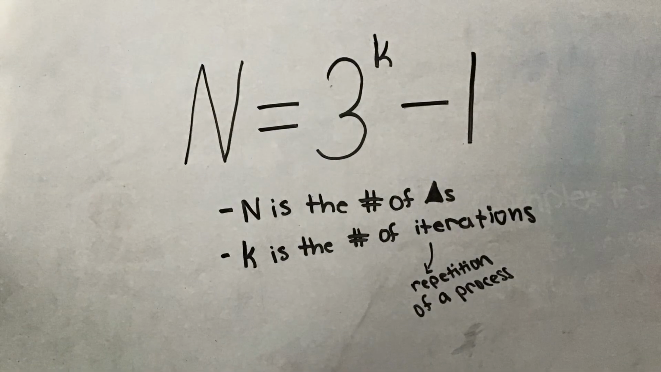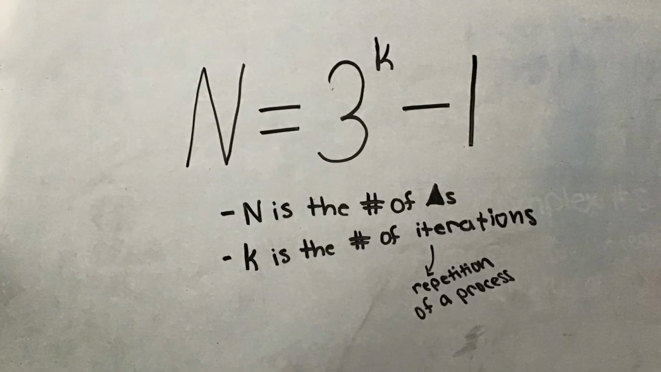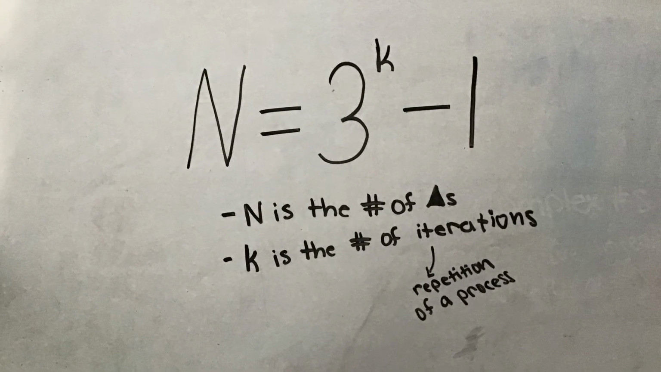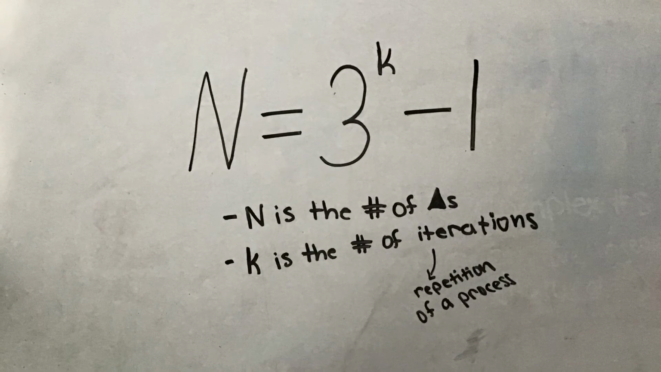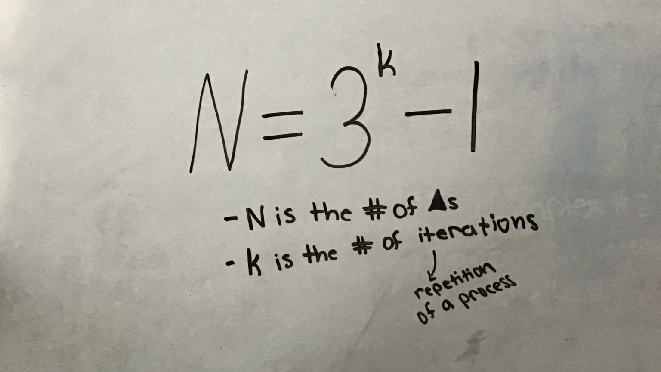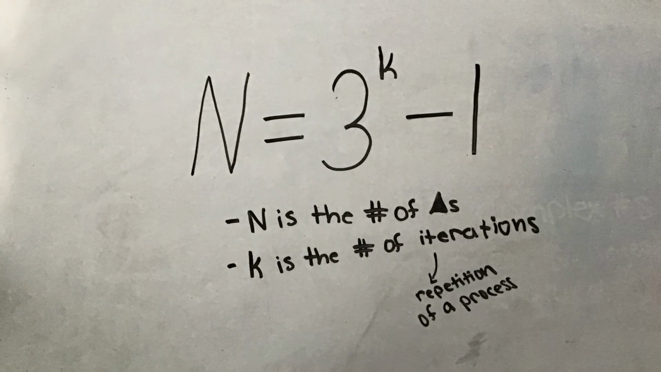The formula for the Sierpinski triangle is n = 3^(k-1), where n is the number of triangles and k is the number of iterations, which are the repetition of a process. Again, even though it makes a very complex figure, it's a very simple equation.